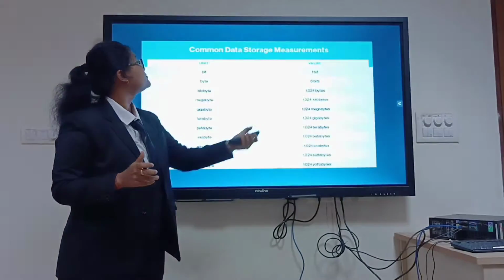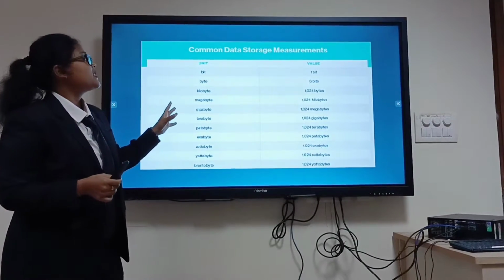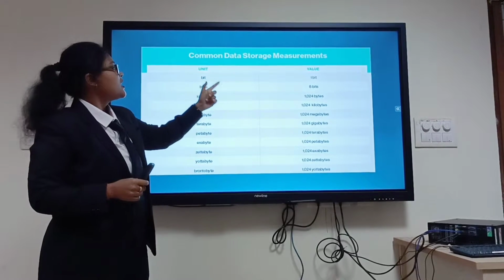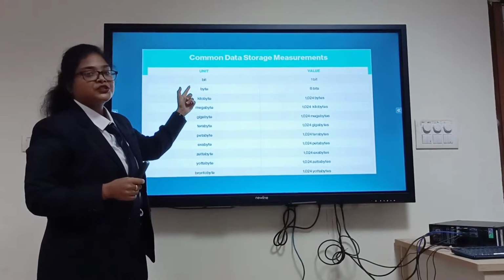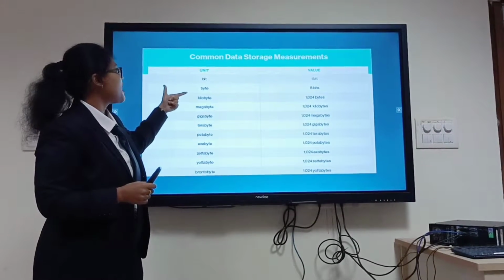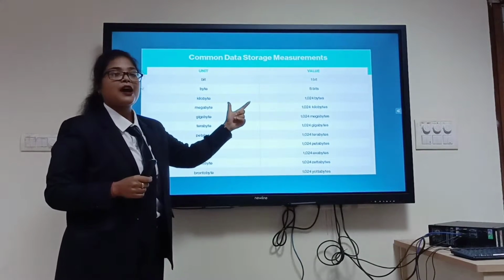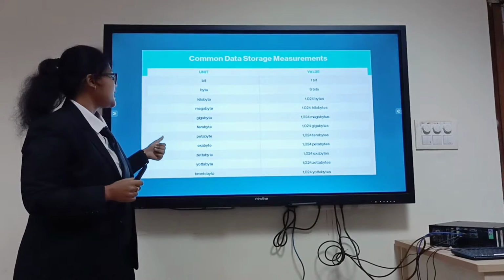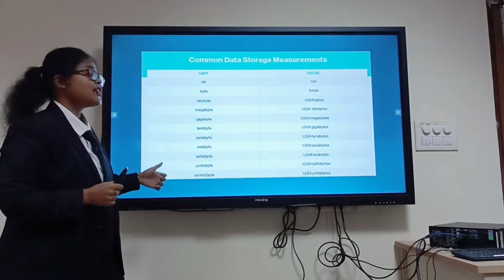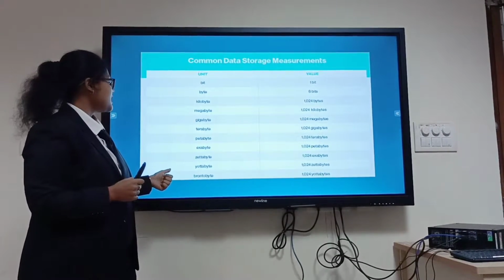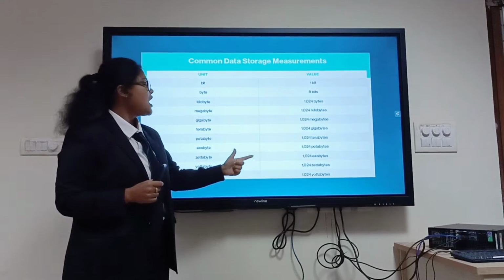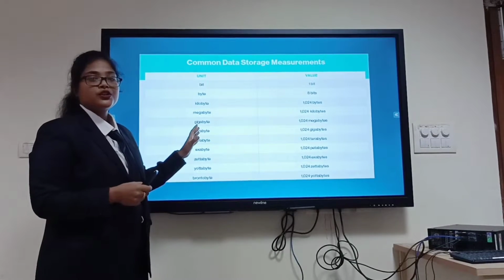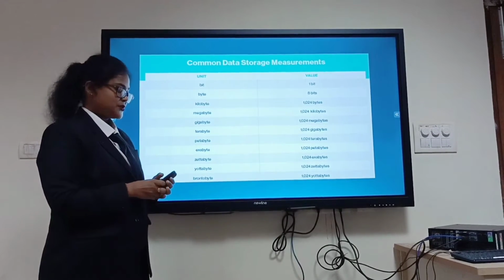Moving ahead, these are the common data storage measurements. The smallest data storage measurement is the bit. 8 bits is 1 byte, and accordingly, there is the kilobyte, that is 1024 bytes. And accordingly, megabyte, gigabyte, terabyte, petabyte, exabyte, zettabyte, yottabyte, and the largest measurement element is brontobyte, which is 1024 yottabytes. And we should remember all the measurement types.